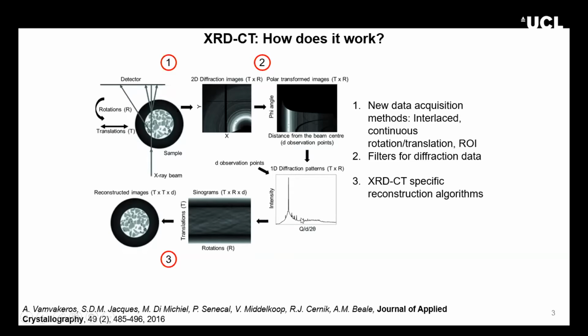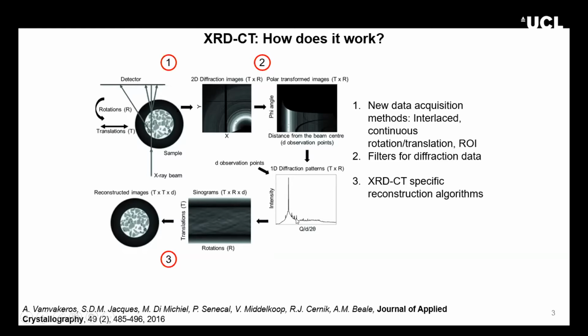Then we turn those data sets into one-dimensional diffraction patterns. This is what we're familiar with as scientists who look at solid state chemistry evolution. We get these diffraction patterns that you can see here. Then we create the sinogram, which is diffraction patterns in two-dimensional space, and then we create these reconstructed images. The key thing about taking the full diffraction pattern is that we can create an image about an aspect of the diffraction pattern.